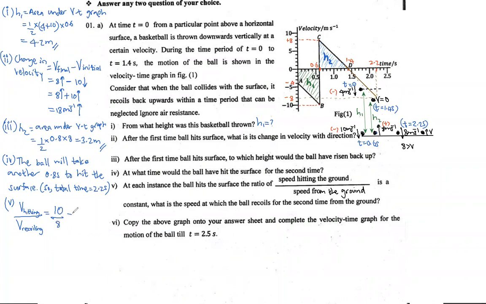The second time it bounces, it hits the ground at 8 and it will recoil at a velocity of v. We don't know what that velocity is. So we can say v goes up, v is 8 into 8 over 10. 8 into 8 is 64, over 10 is 6.4 meters per second. Okay, right, so that is it. That is how you find it.